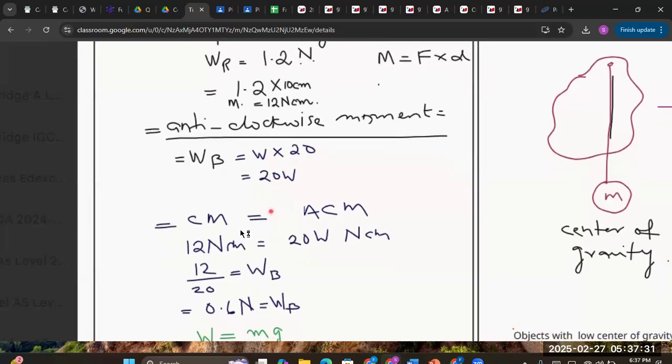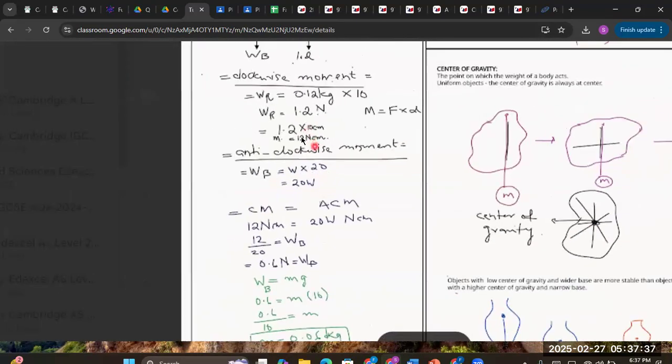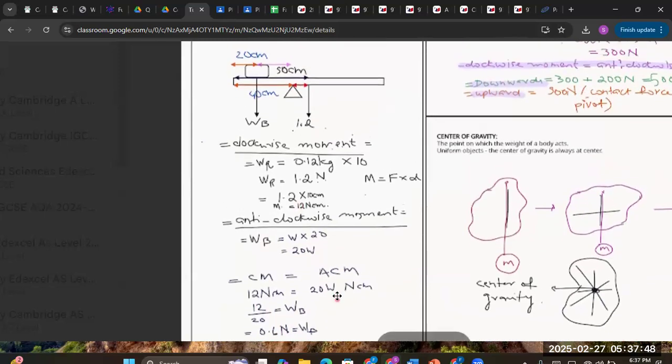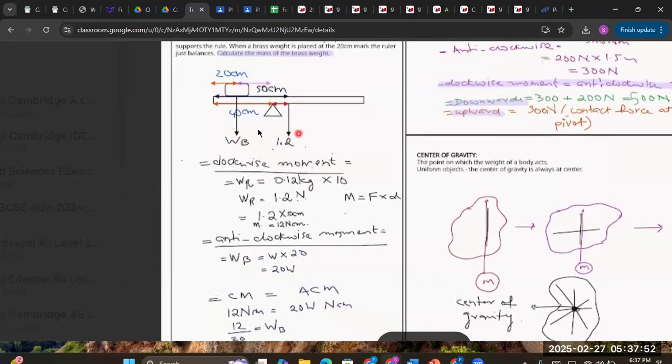So we know that clockwise moment is equal to anti-clockwise moment. Clockwise moment we had calculated as 12 and anti-clockwise is 20W. So simply divide the two of them and you get the weight as 0.6. Okay, so this is how you're going to do your clockwise, anti-clockwise calculations.